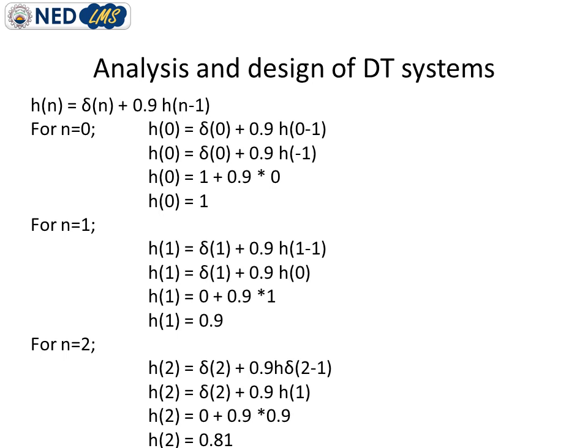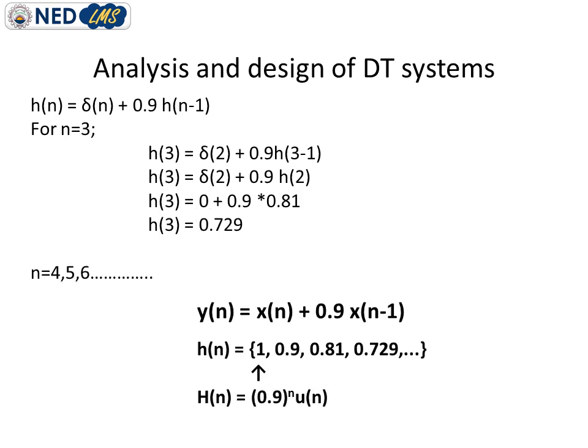as it is not approaching some constant value or zero value. So in general we can represent this sequence in terms of 0.9^n u of n. So this is the generic representation of this impulse response. So I hope that the concept is clear to you now, and you can easily determine the impulse response of any system with the help of its difference equation.